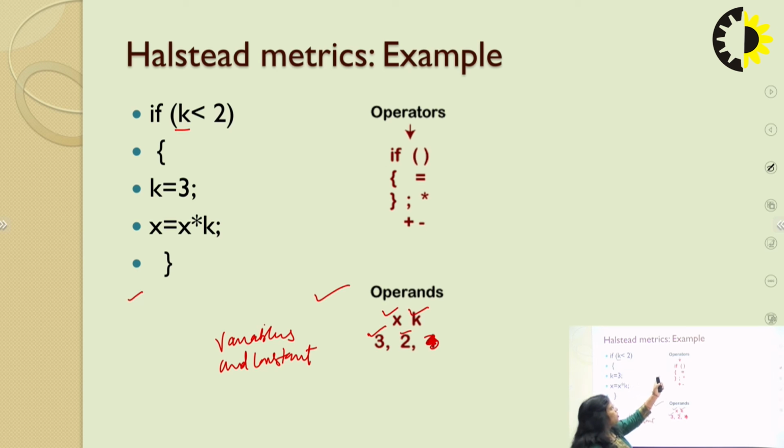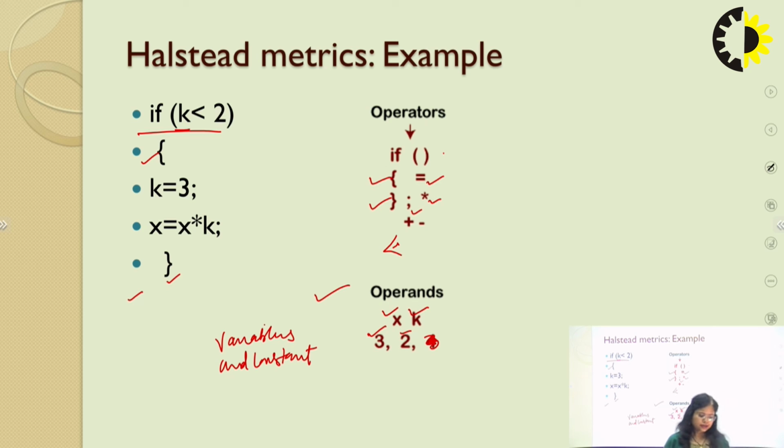If we talk about the operators, the operator is if, this less than part. Next, these brackets, curly braces, equals to, closing curly braces, semicolon, asterisk. So these are the operators here. This is the way by which we can calculate the Halstead software science metrics.